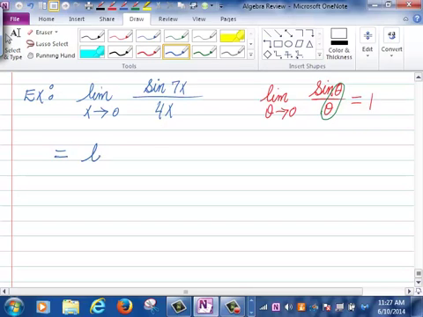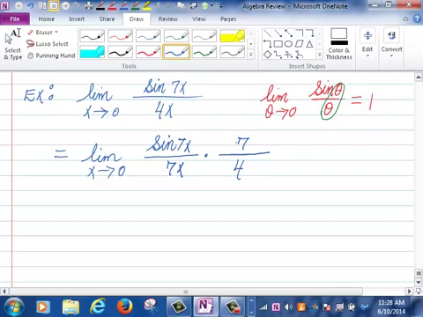Okay, so I have the limit as x going to 0. I am going to rewrite this as sine 7x divided by... I want to have 7x if I want to apply the limit sine theta over theta. So I want to have 7x, but I don't really have 7x, right? I didn't have 7 in the denominator, I had 4. So what should I do? I want to have 7x there. Well, I should write this, right? If I have that, then I still have sine 7x over 4x, right?